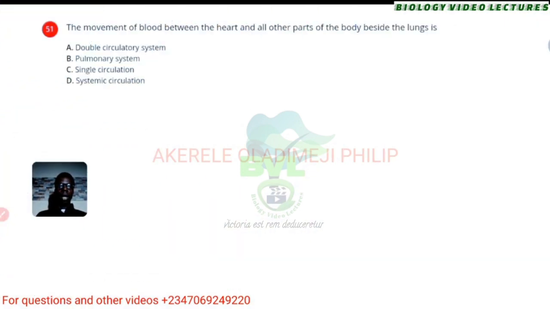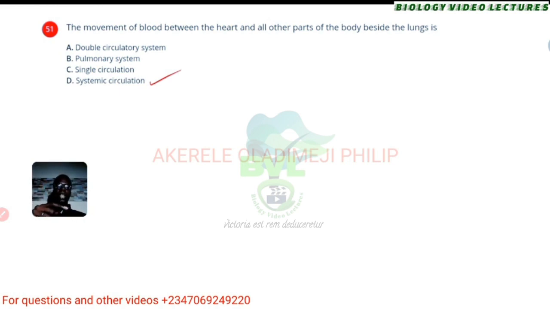The movement of blood between the heart and other parts of the body besides the lungs is systemic circulation. Primary circulation is between the heart and the lungs. Double circulation talks about the fact that the blood passes through the heart twice, which is found in mammals and amphibians. Mammals and apes have 4 compartments and the blood passes through twice. Even other ones that have less than 4 still have double circulation. It simply means that the blood passes through the heart twice. That's the meaning of double circulation.